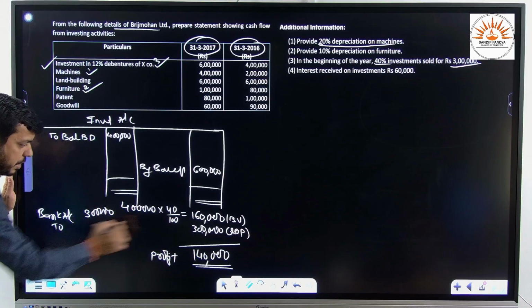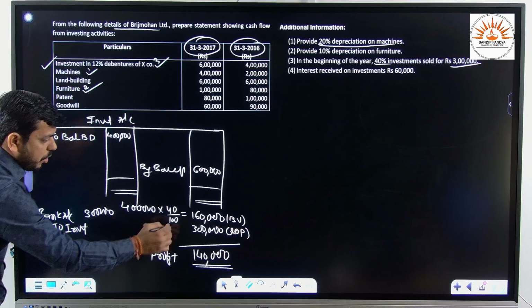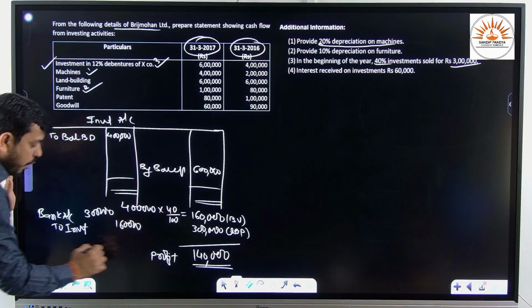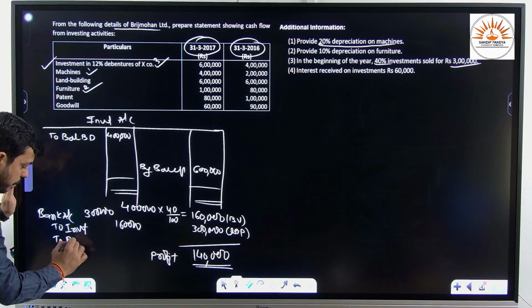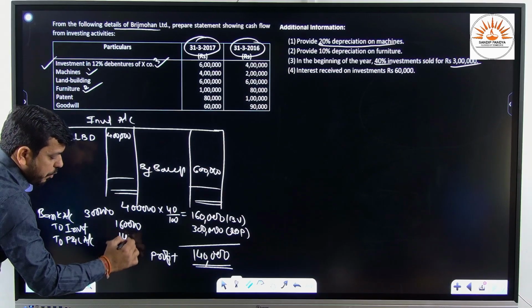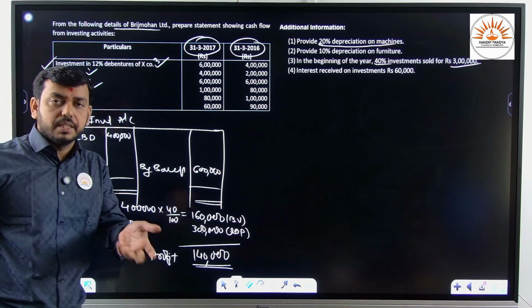What goes out from us? That is investment. Hence we shall credit investment account. What value of investment goes out? 1,60,000. So 1,60,000, and the additional profit we shall write to profit and loss account, that is 1,40,000. But the question is, sir, how should we post this in our table?